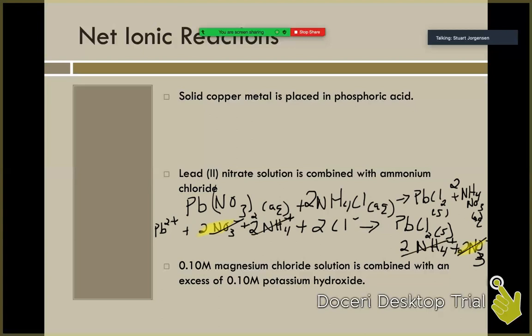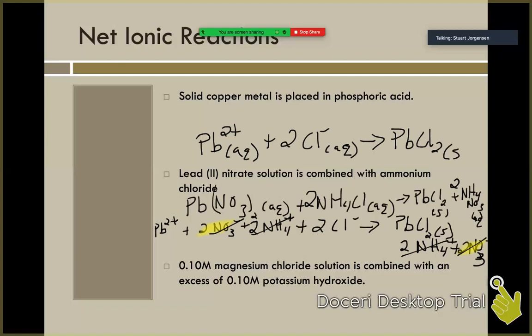And so if we're just doing the net ionic, I'm going to do it up above so I can really clean it up. The only thing left that I have floating around, before the reaction took place, I had some lead ions floating around in solution. And then I had 2 of those chloride ions floating around in solution. And when I put them together, I ended up forming our lead 2 chloride precipitate.